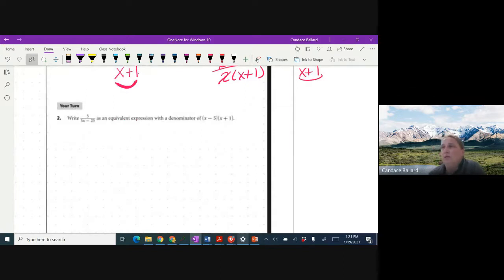That's the goal. All right, so we're going to write an equivalent expression with a denominator of x minus 5 times x plus 1. Okay, so the first thing I want to do is, if I see anything that's factorable, I am going to factor it. What do you notice about that denominator? It says 5x minus 25. Is there something suspicious about that we notice, or is our gut instinct that I got to do this right now?